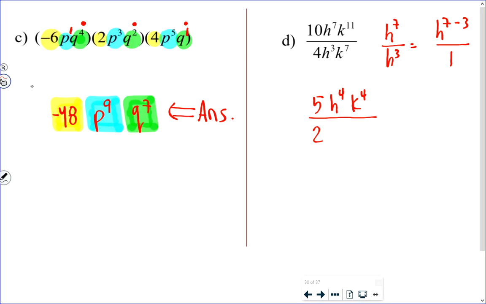So I just want to double check again. 10 over 4 can be reduced to 5 over 2. Subtract the exponents on h, you get h to the 4. And subtract the exponents on k, you get k to the 4 as well.